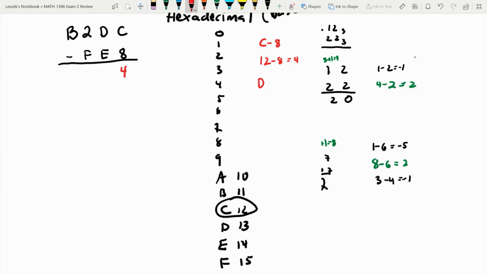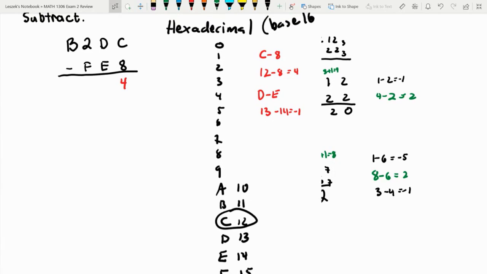Next column is D minus E. So it's 13 minus 14. So that's a negative number, right? So we have to borrow from the next column, meaning that this 2 will become a 1. And when we borrow, we're borrowing the base value of 16. So we get 16 plus D, where we know D is 13. So this is 19. Okay. So then we can do the subtraction. 19 minus E is 5. E is 14, so this is 5.